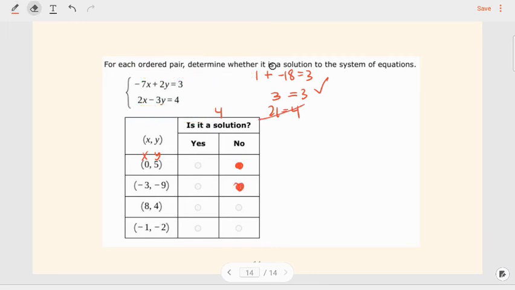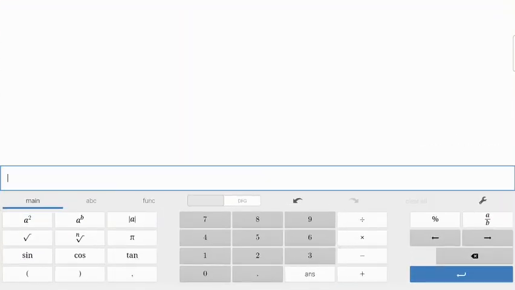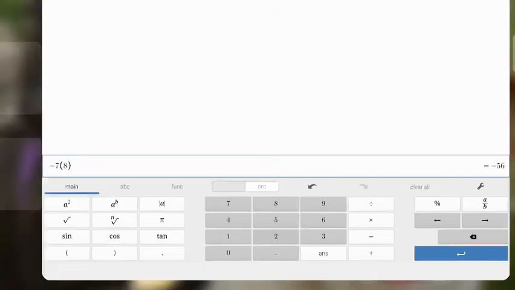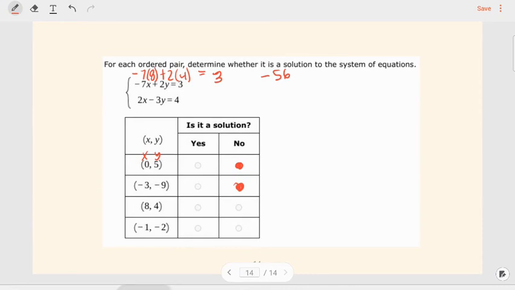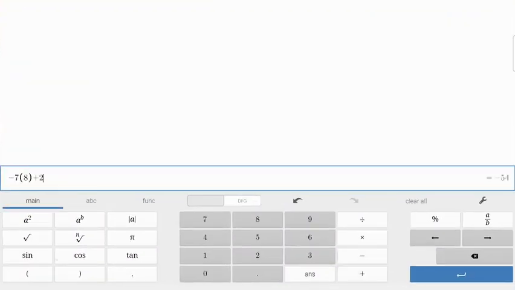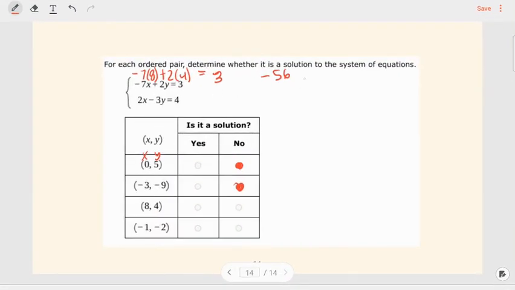So let's keep checking any of our other possibilities. (8, 4): -7 times 8 plus 2 times 4 is equal to 3. -7 times 8 is -56. And so remember, you can just type this all in your calculator. So -7 times 8, plus 2 times 4. And you can see that I get -48. -48 does not equal 3. So this one's a no.